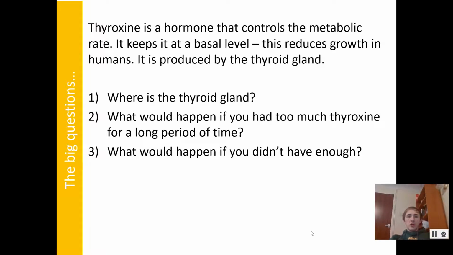And what we're talking about when we're in a basal level is we're talking about the rates of chemical reactions in your body. So basically, it's keeping it at just the right level. And the more thyroxine you have, the faster your metabolism is going to go. The less thyroxine you have, the slower your metabolism is going to go. And it's produced by your thyroid gland.